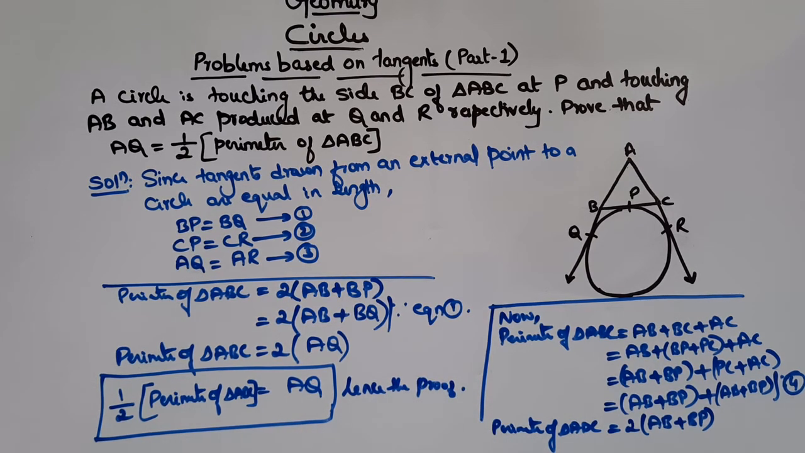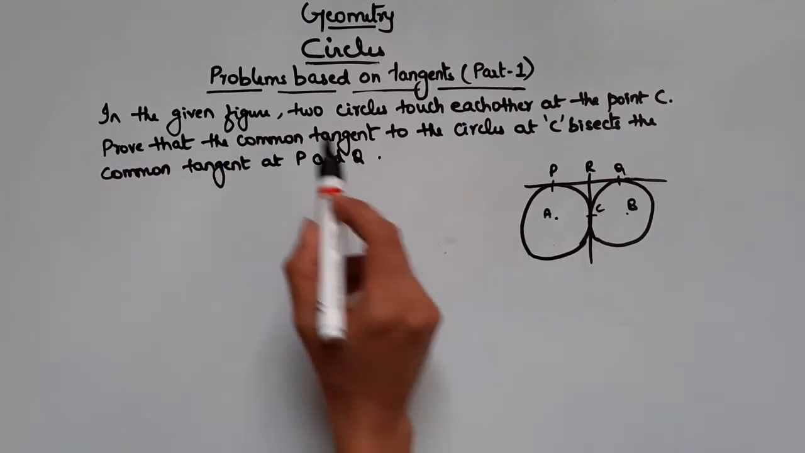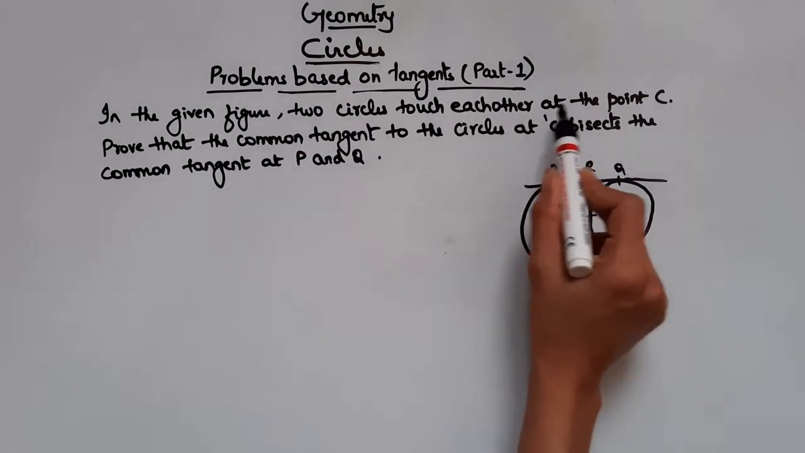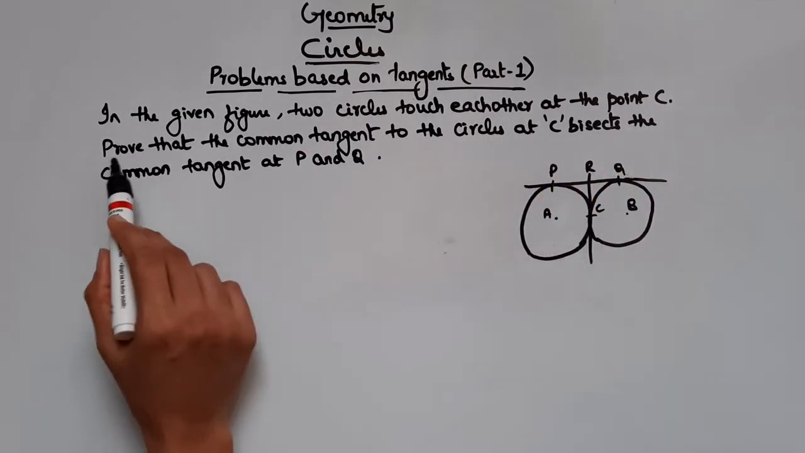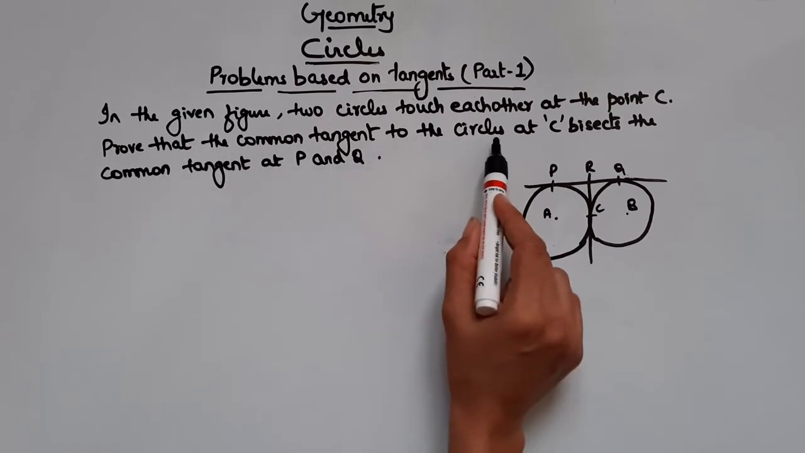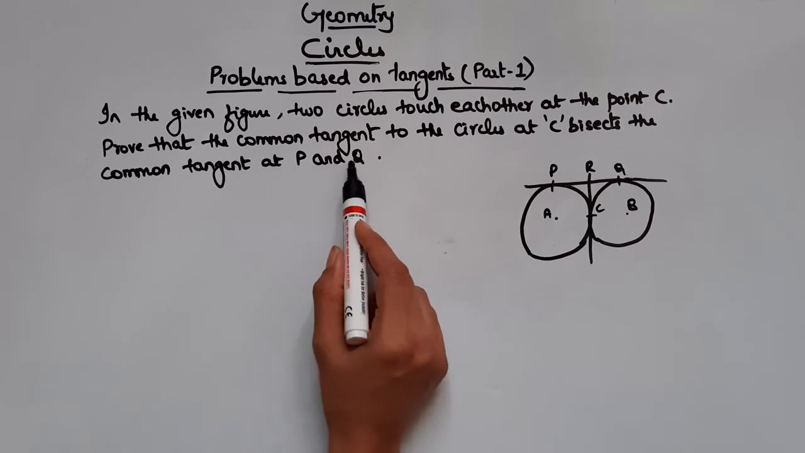Now let's see one more problem. Now let's see this last problem. We have in the given figure, 2 circles touch each other at point C. Prove that the common tangent to the circles at C bisects the common tangent at P and Q.